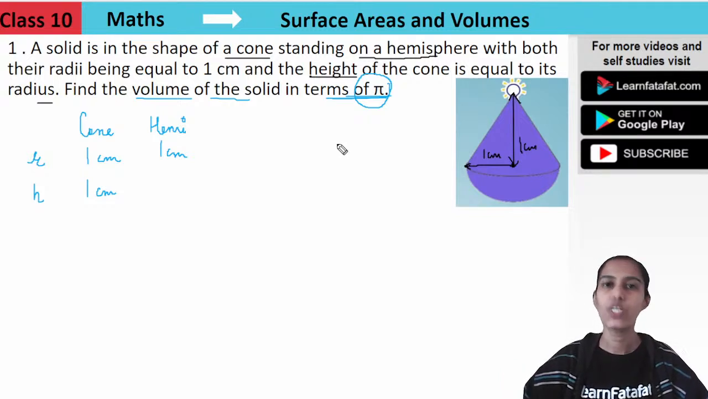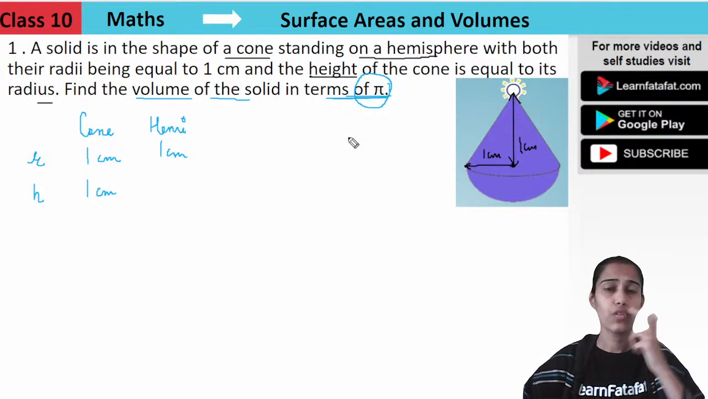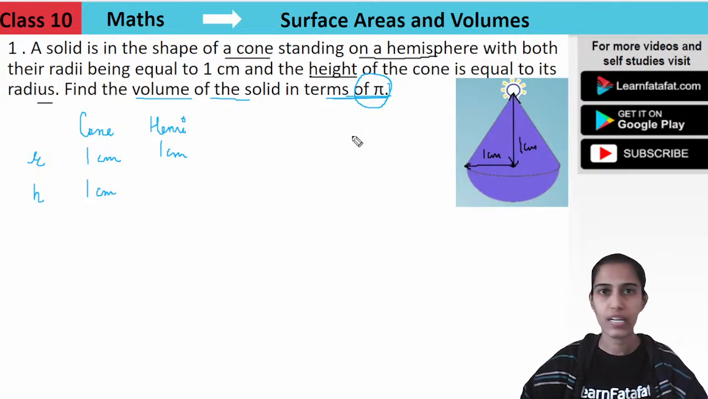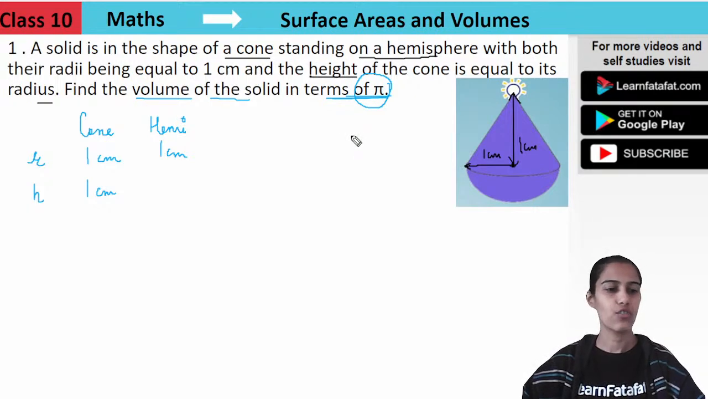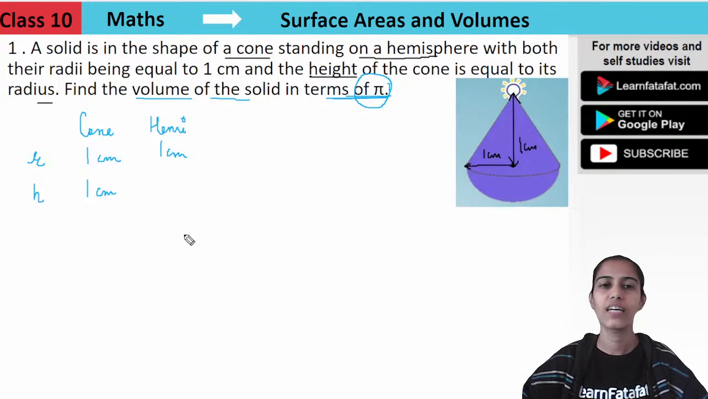In terms of pi means what? कि आपको pi की वैल्यू substitute नहीं करनी होगी in this numerical. You have to keep pi as pi only. Don't write it as 22/7 or don't write it as 3.14. Okay, so this becomes very easy actually. ऐसे वाले numerical जिसमें हमें pi की value substitute नहीं करनी है, those are comparatively easier.